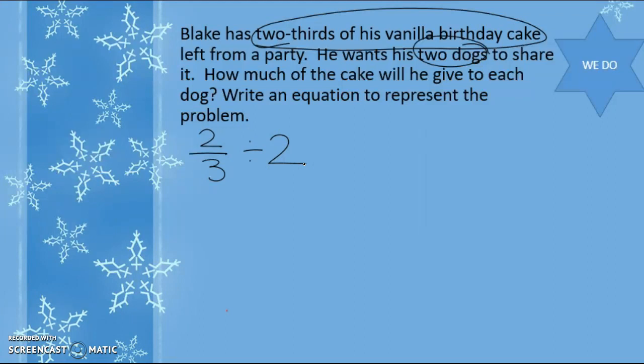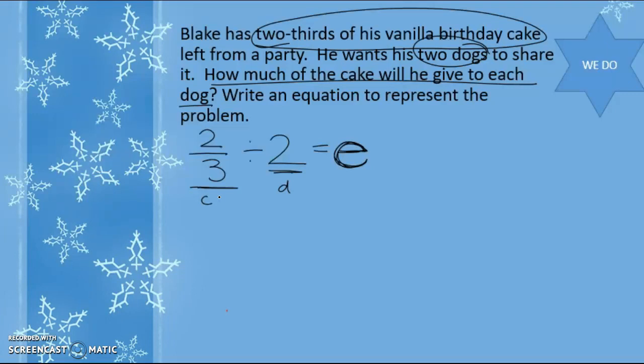It says, write an equation to represent the problem. Well, we don't know how much of the cake he will give to each dog. That's what we're trying to find out. So we could use an E or a D. I don't really want to use a D because D might represent the 2 dogs, and then 2/3 represents C, which is the cake. Does that make sense? Okay, so we want to divide 2/3 of the cake into 2.